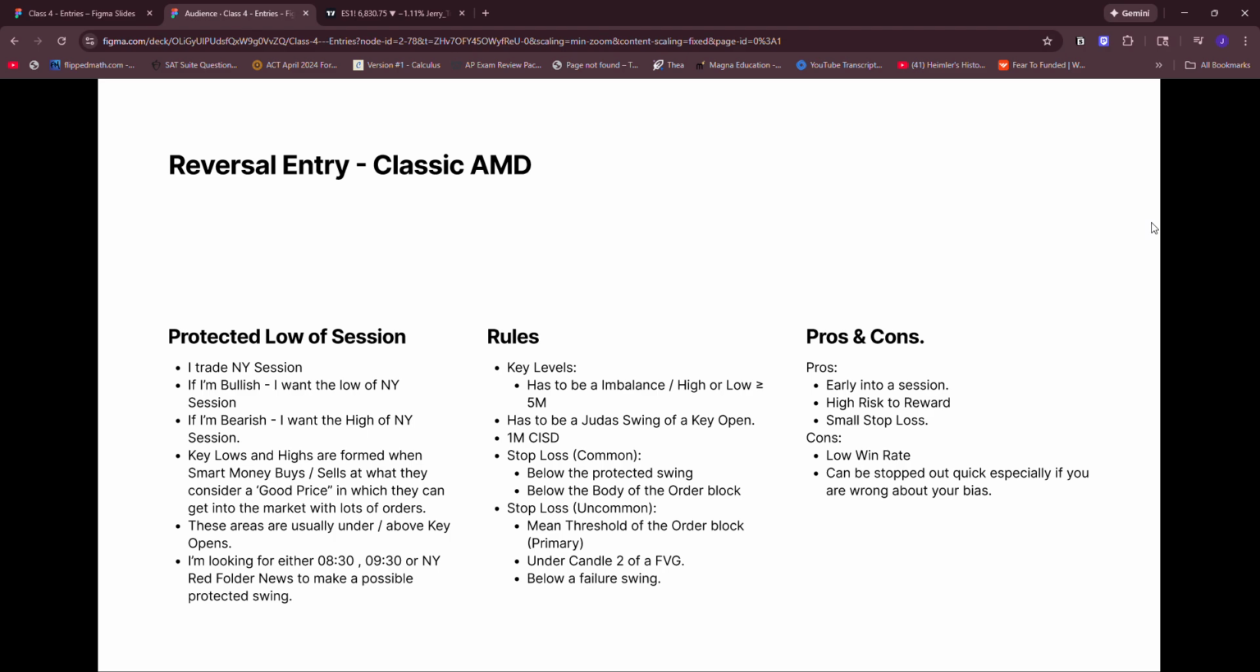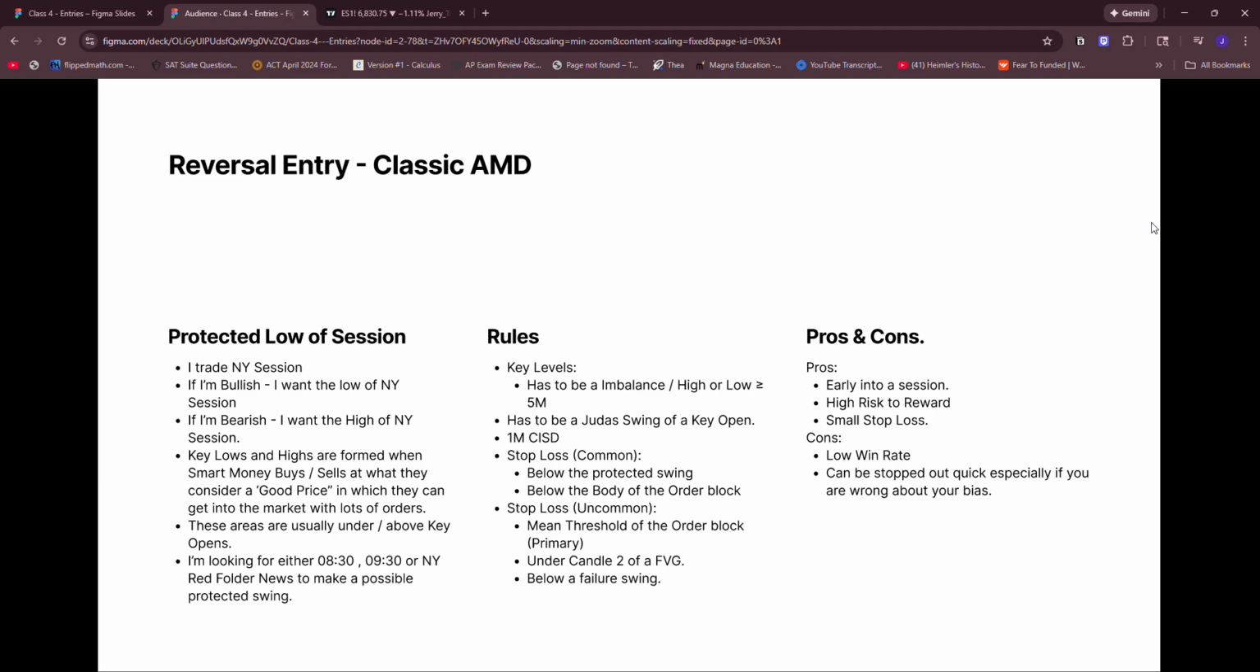So my classic reversal entry focuses around the classic AMD, which is accumulation, manipulation, and distribution. The main thing I'm looking for in this reversal is really only one possible scenario. What I frame the reversal off of is the range of the New York session. So I'm looking to catch the high or low of the New York session.